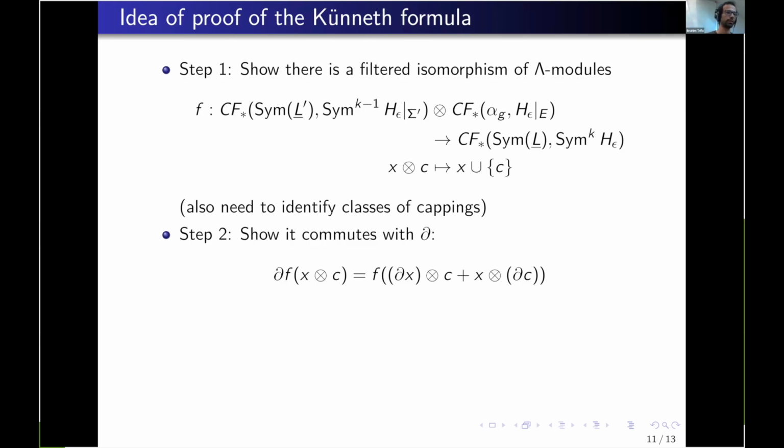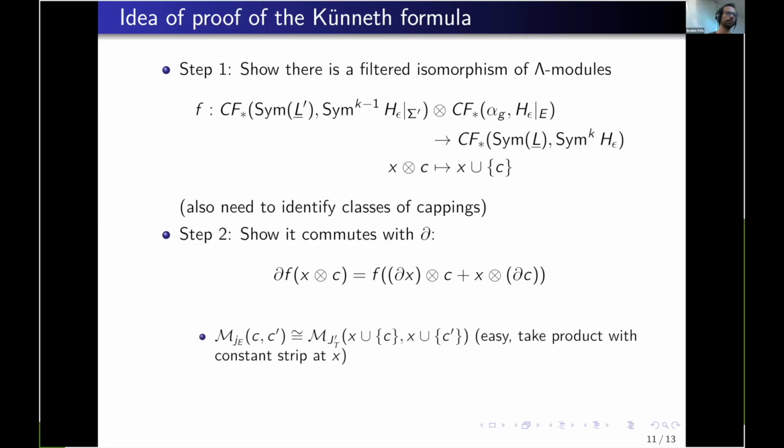And so to do this, we identify moduli spaces. As you can see, there are two components in the differential on the tensor product. So we first take care of this one. If we have a strip contributing to the differential of C, so it's a strip in some moduli space of strips from C to some other point C prime, we want to associate to it a strip starting at X union C, going to X union C prime.